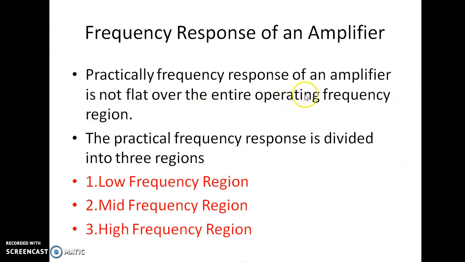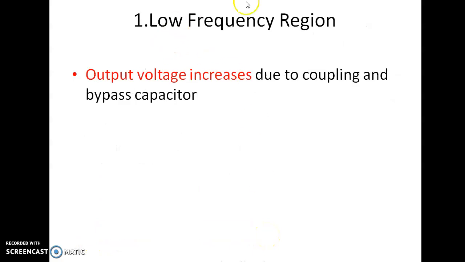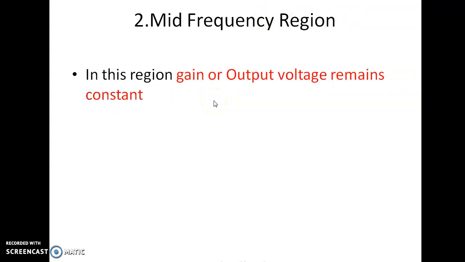Practically, the frequency response of an amplifier is not flat over the entire operating frequency region. The practical frequency response is divided into three regions: first the low frequency region, second the mid frequency region, and third the high frequency region. In the low frequency region, the output voltage increases due to the coupling and bypass capacitor. In the mid frequency region, the output voltage or gain remains constant between the lower and upper frequencies, that is FL and FH.